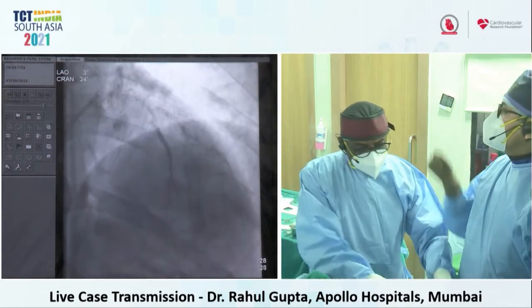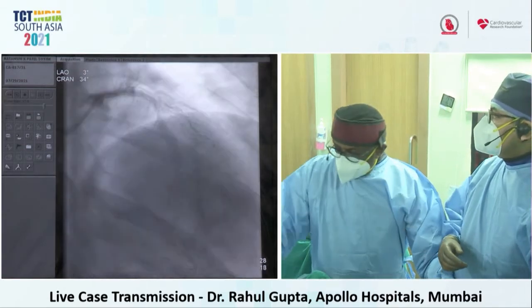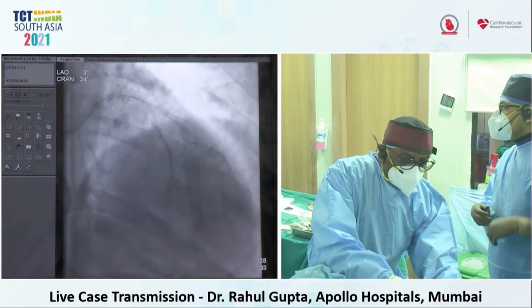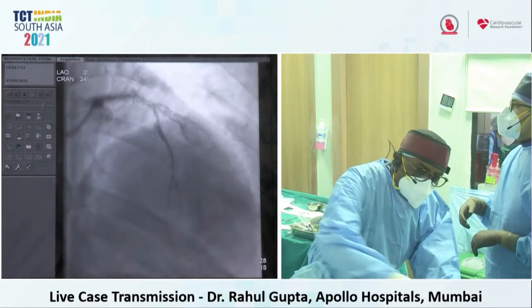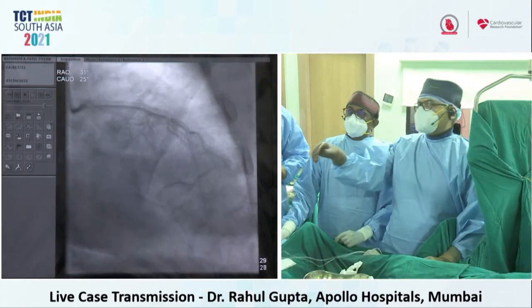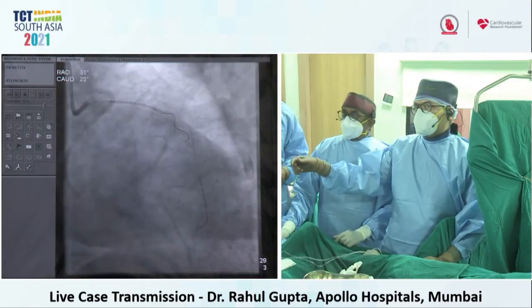So give me a 2.75 30. Any other comments, Ferenc? Shall we go to Hiramath Center and come back finally here? Give me the Onyx 2.75 30. So this is where we place the stent. Go ahead. Next slide.